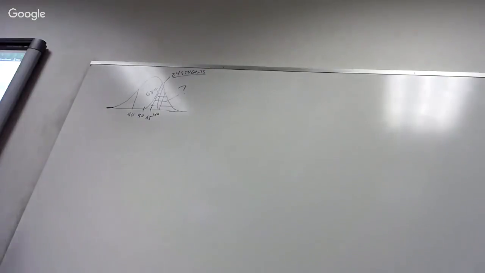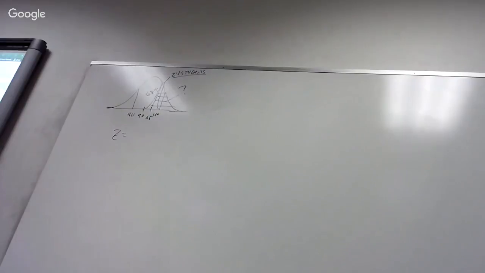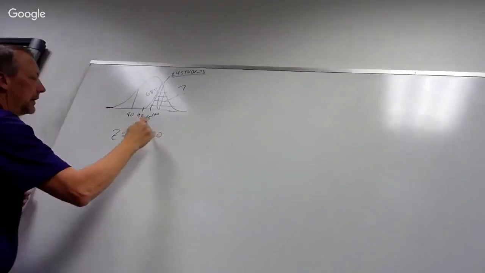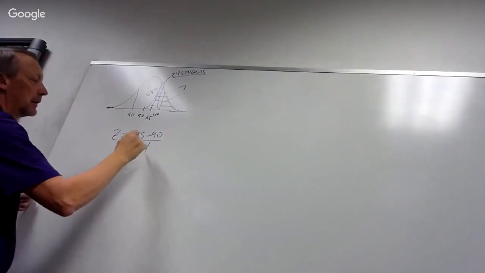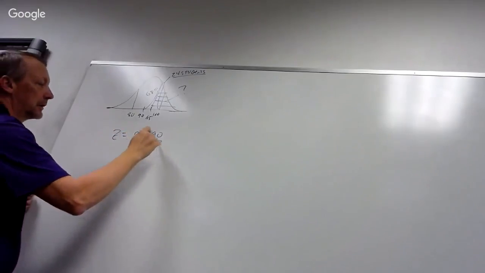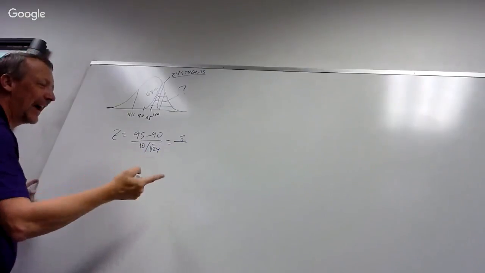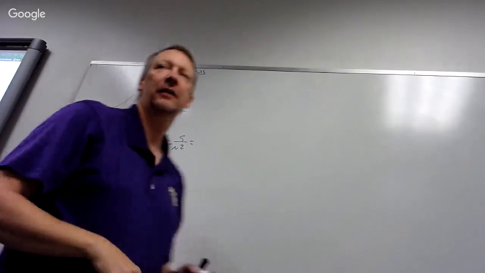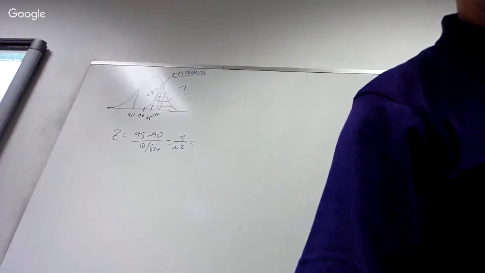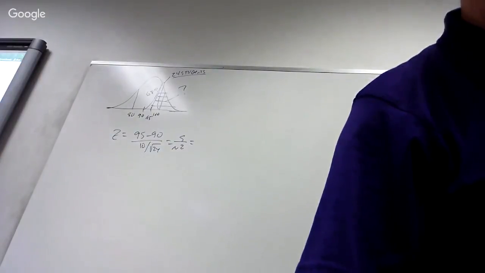So the z-score. So z is going to be 95 minus 90 over 10 over the square root of 24. So that's going to be 5 over the square root of 24, which is about 5, right? 10 divided by 5 is about 2. Okay, roughly. Let's get a better answer for that.